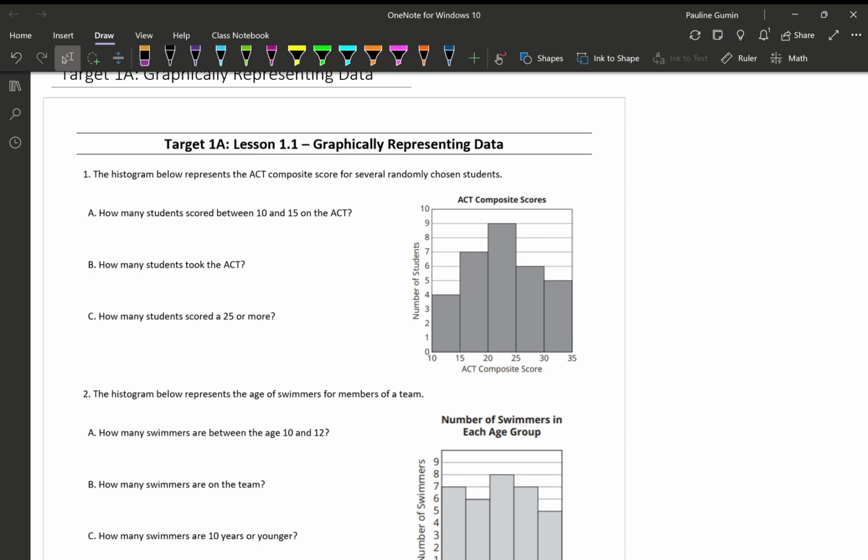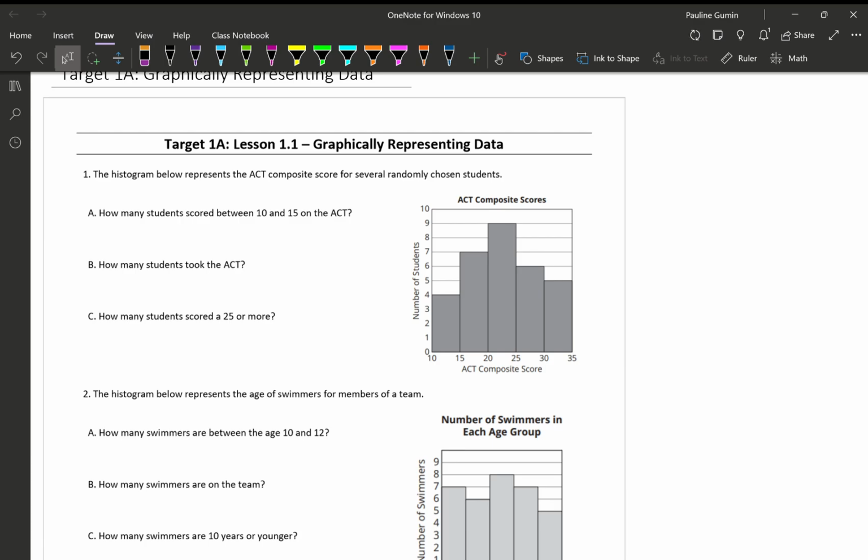Hello, and welcome to a video about Target 1A, where we will be graphically representing data. The histogram below represents the ACT composite score for several randomly chosen students. Here they are. Check out the graph. Check out how thick those bars are, and how high those bars go.